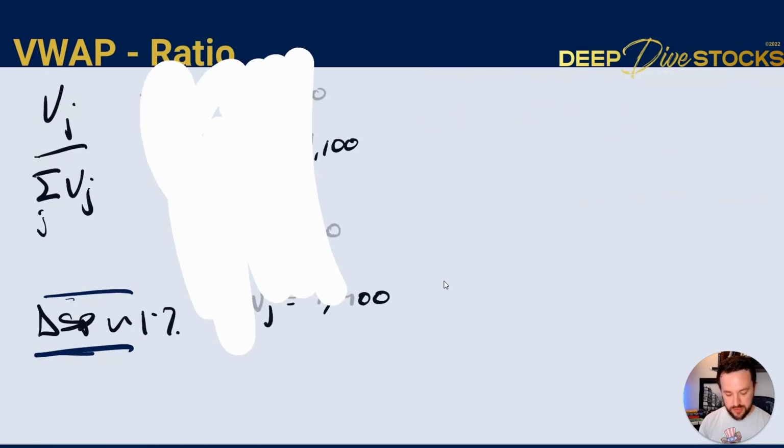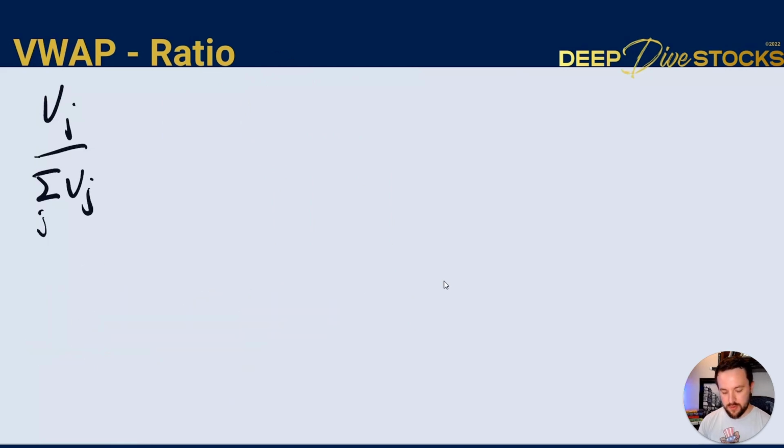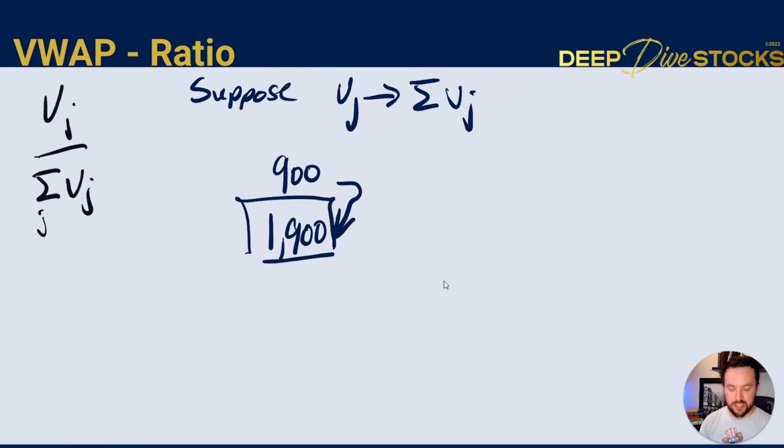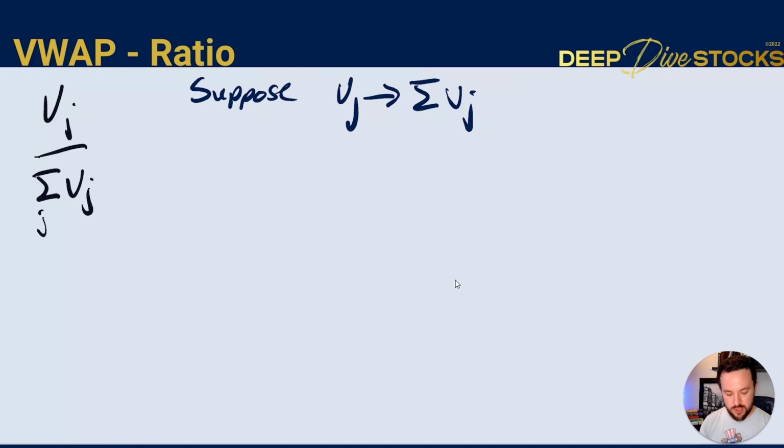I'm actually just going to erase this because we don't need real numbers now. Suppose that VJ is approaching this. What does that mean? If I say the volume of this 5-minute candle is approaching the total volume, well, that means that VJ is really high, right? So if we have 900 on this candle and our total volume is 1900, VJ, this 5-minute candle, represents the lion's share, almost 50% of the total volume seen up until this point. So as VJ approaches the sum of the volumes, what does this mean for our ratio? Well, our ratio, VJ over the sum of the volumes, is going to approach 1.